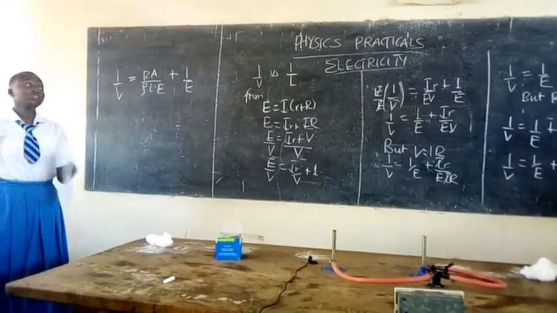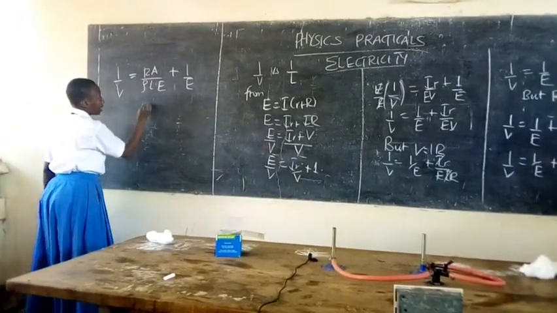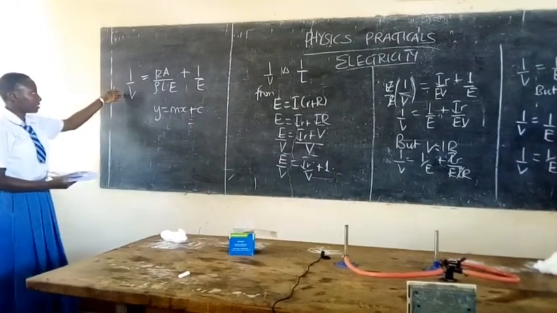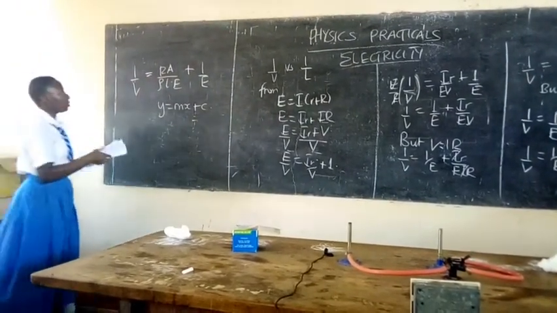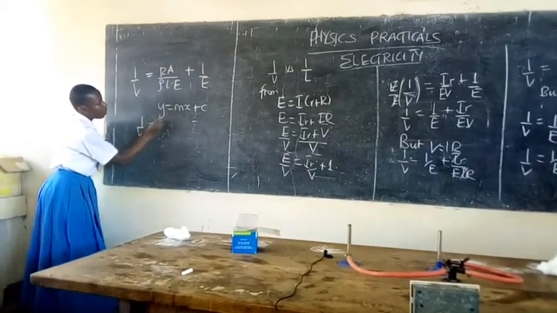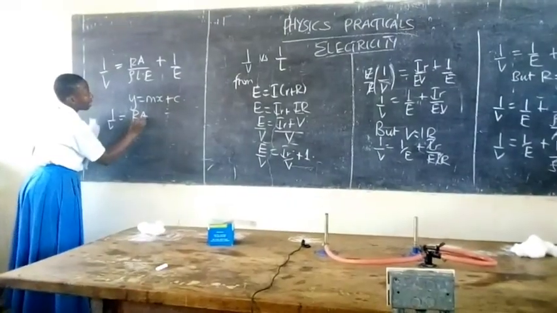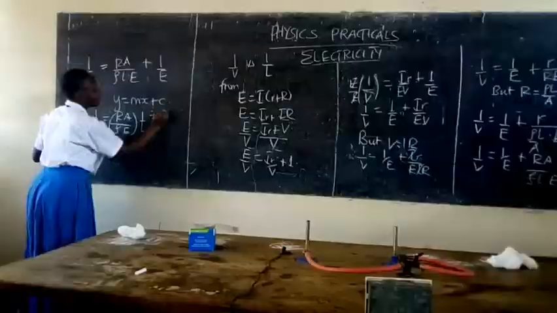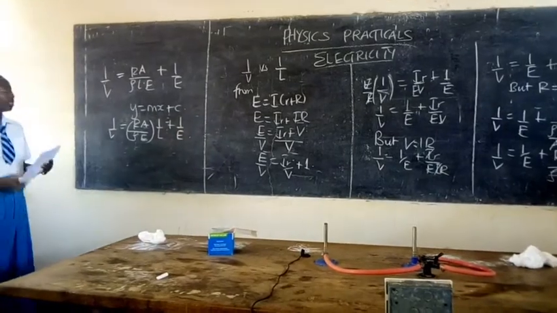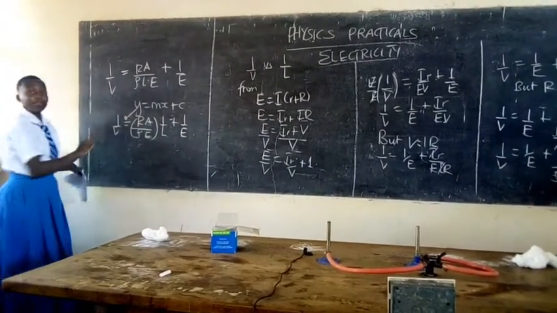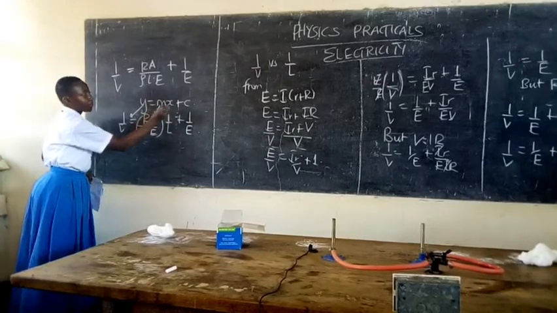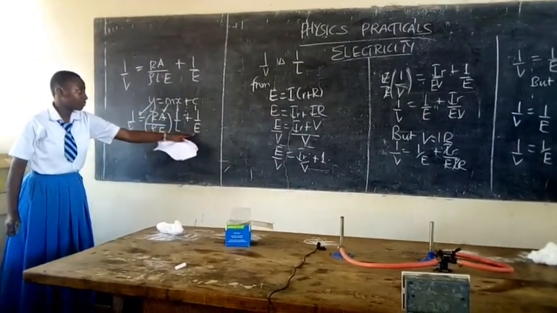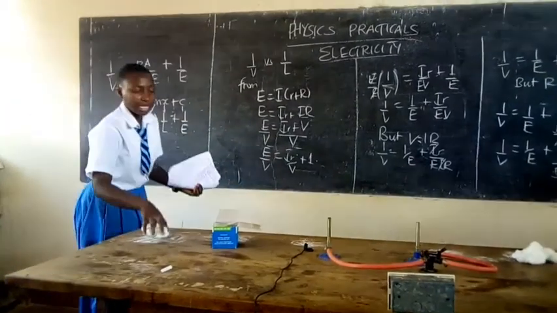I have to arrange it according to the linear equation, that is y equals mx plus c. 1 over V must be on the vertical axis, 1 over L on the x-axis. So it will be 1 over V equals RA over resistivity E, brackets 1 over L, then plus 1 over E. Therefore, this is our y vertical axis, this is our slope, this is our x, and this here is our 1 over V intercept. It is positive and has a positive slope. Our graph will be like this.